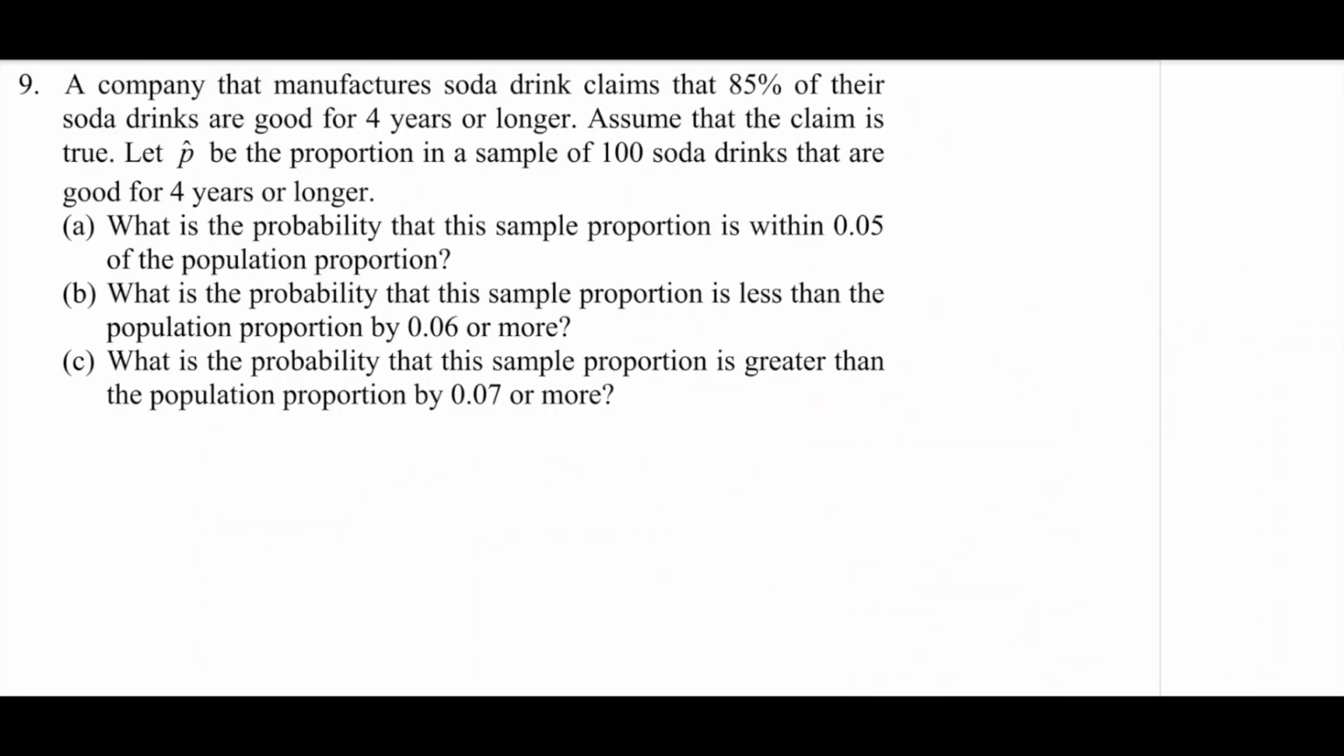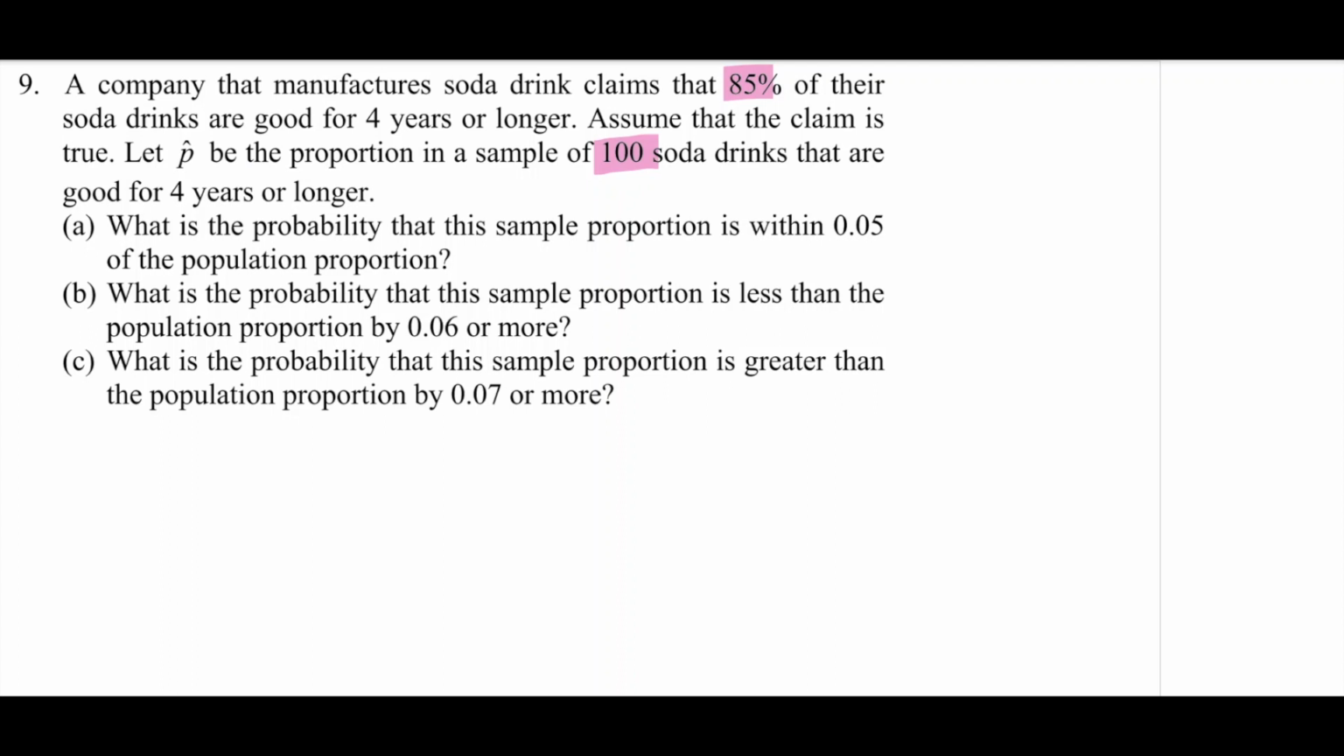Okay, question number 9. A company that manufactures soda claims that 85% of their soda drinks are good for 4 years or longer. Assume the claim is true. P hat is the proportion in a random sample of 100 soda drinks that are good for 4 years or longer. So this is a success, right? 4 years or longer is the success.